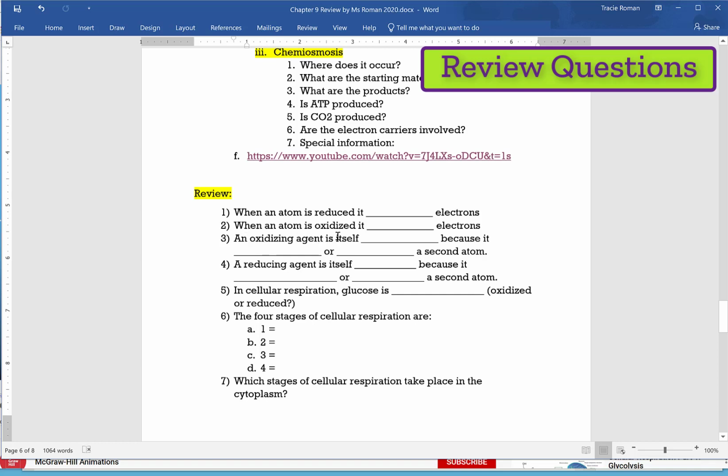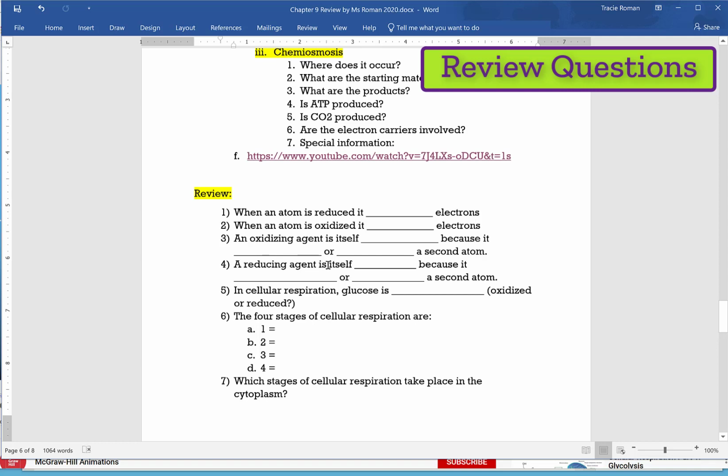Is an oxidizing agent itself oxidized or reduced, because it loses or gains electrons, or oxidizes or reduces a second atom? So an oxidizing agent itself is reduced because it takes electrons, or it oxidizes a second atom. An oxidizing agent will oxidize a second atom, and in the process, it will remove electrons from that second atom, which means the oxidizing agent is itself reduced.